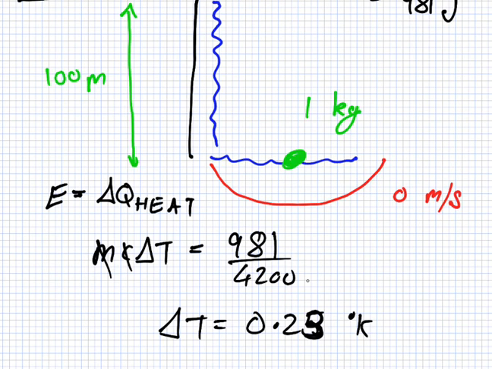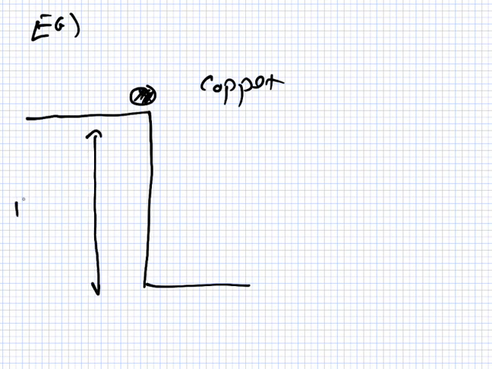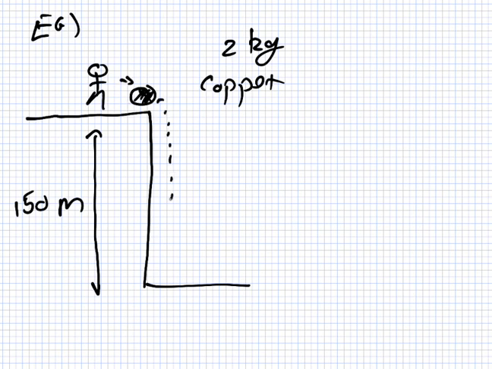Can I scroll down? Yeah, okay. So here's my example. I want you to try and then I'll do it. So here we are. Here is some copper. And here we'll say is 150 meters. And we'll say it's 2 kilograms of copper. And the person comes along, gives it a little push, and it falls. It hits the ground with a speed, but then it kind of wobbles and comes to rest.